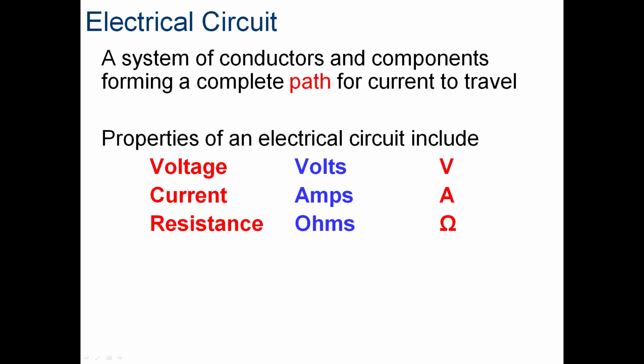When we talk about an electrical circuit, when we say it's a circuit, it just means that there's a complete path for electrons to flow. That means that we have some kind of conductive material from a power source returning to that power source, or a circuit. We talk about the properties of an electrical circuit as voltage, measured in volts, abbreviated V, current, measured in amperes or amps, abbreviated A, and resistance, measured in ohms, abbreviated with the symbol omega.